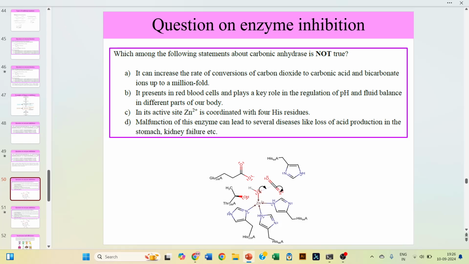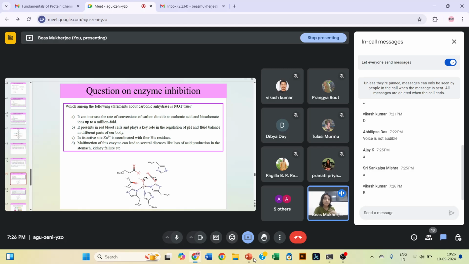Now we come to one more question, and for a clue, this figure is given to you. This is the active site of carbonic anhydrase. Based on whatever information is given on the slide, try to tell me which is not correct for carbonic anhydrase. Only one is the right answer. So, you can try to answer based on the question plus the clue.